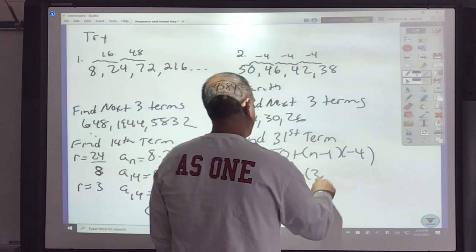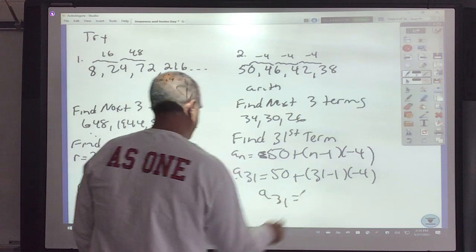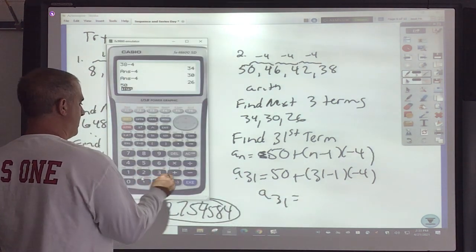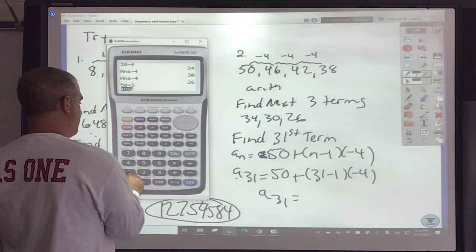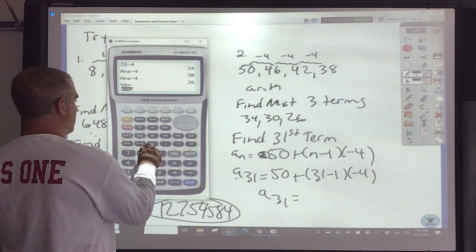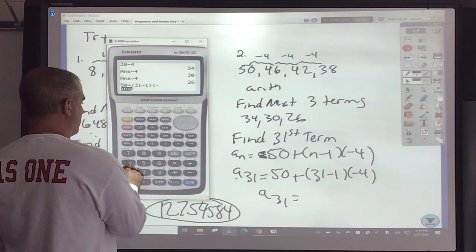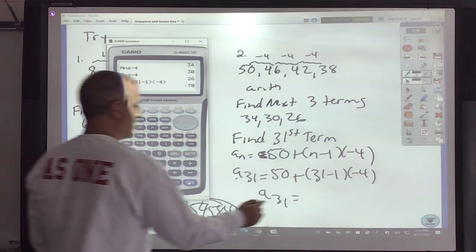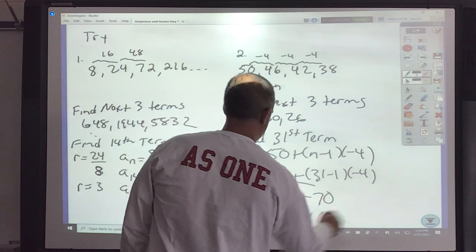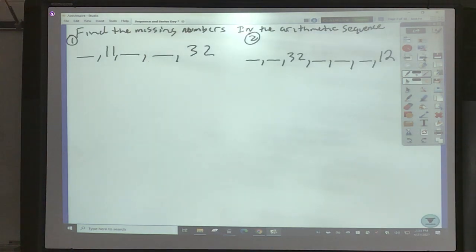I'm trying to find the 31st term, so 31. 50 plus 31 minus 1 times negative 4. So that 31st term is 50 plus 31 minus 1, and then negative 4. It's negative 7. All right, moving on to the next thing. Find the missing numbers in the arithmetic sequence.